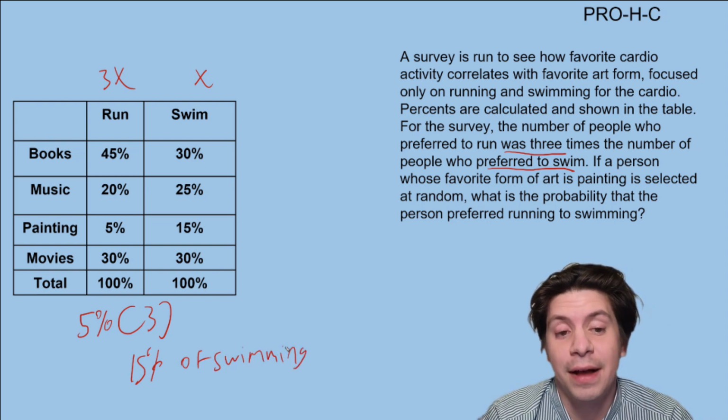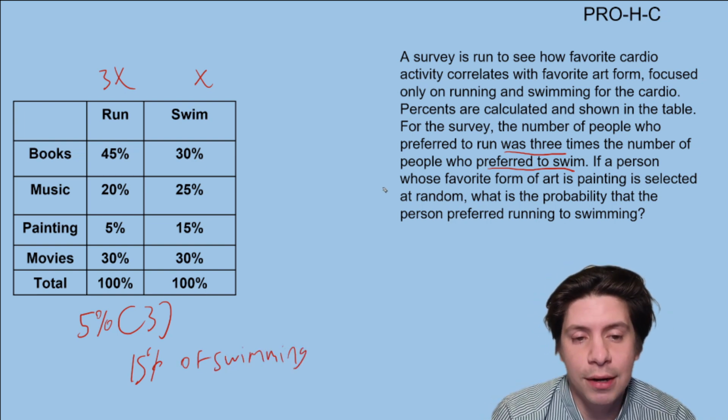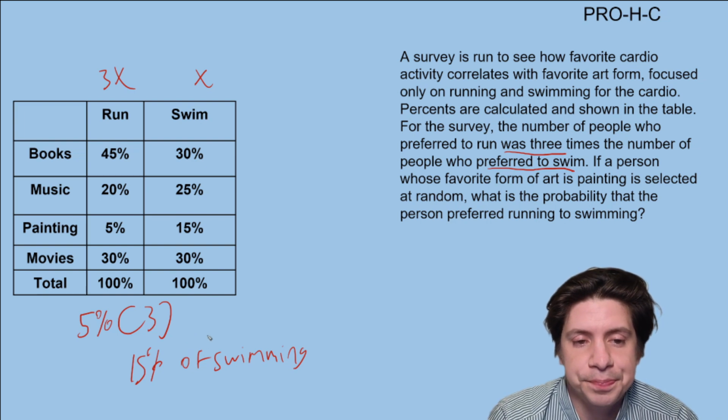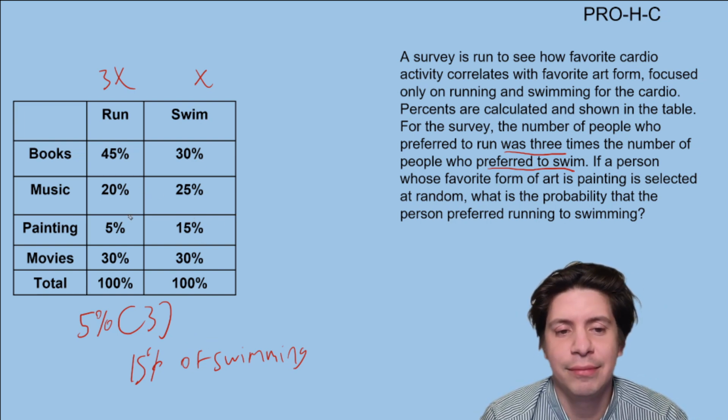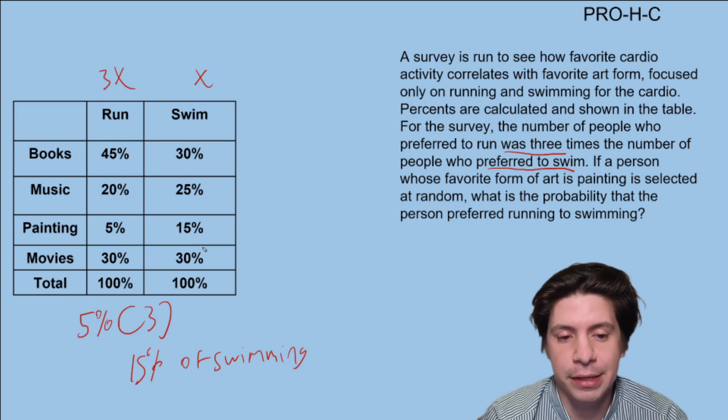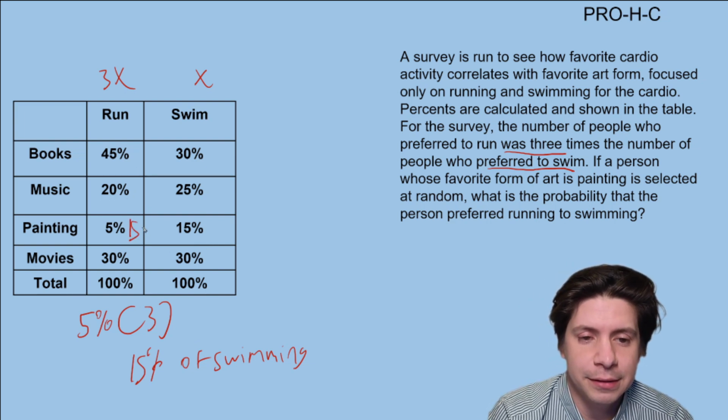We could also divide the 15% by 3 if we wanted to, but I think multiplying by 3 is just safer and easier because you can always multiply by 3. Some numbers aren't easily divided by 3. So they're both 15, right?